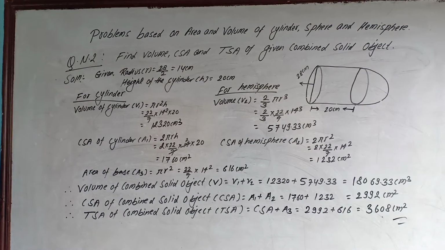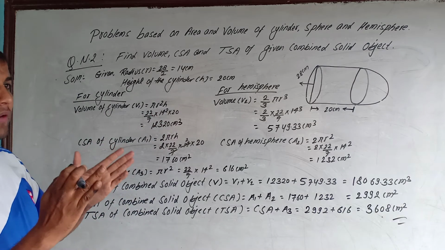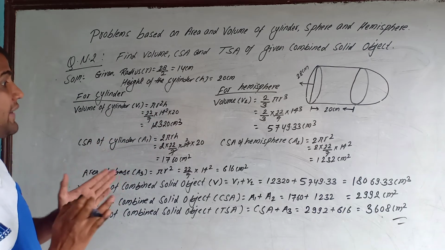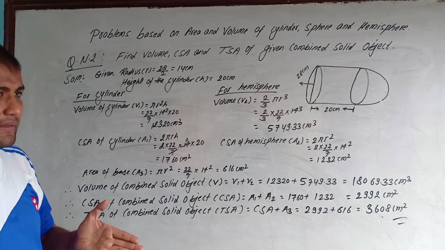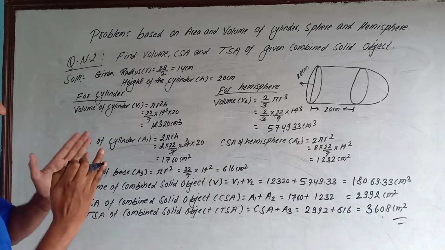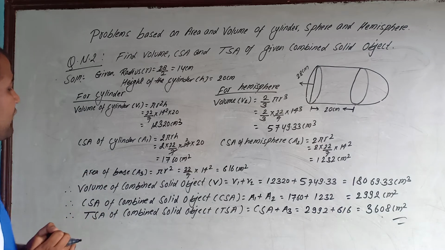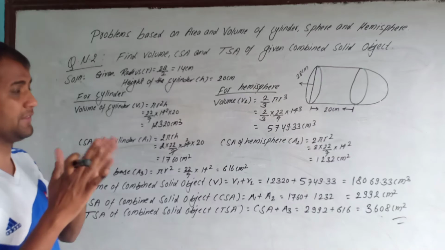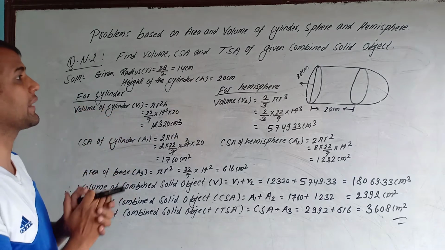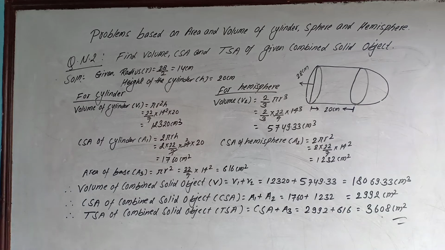So remember that to find the volume of a combined solid object, find the volume of all the individual objects and add them. To find the curved surface area of a combined solid object, find the CSA of the individual objects and add those. And to find the total surface area of a combined solid object, find the curved surface area of the individual objects and add any remaining parts. This is about question number 2.